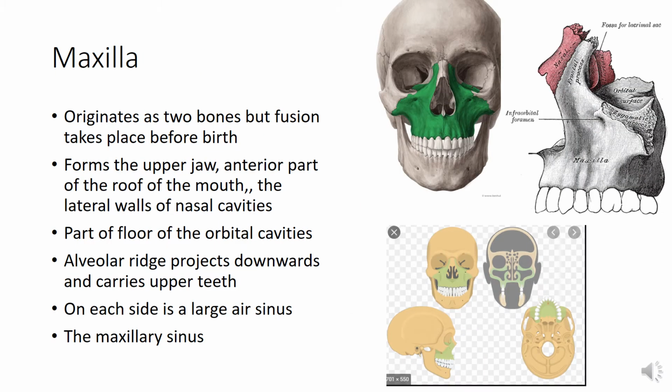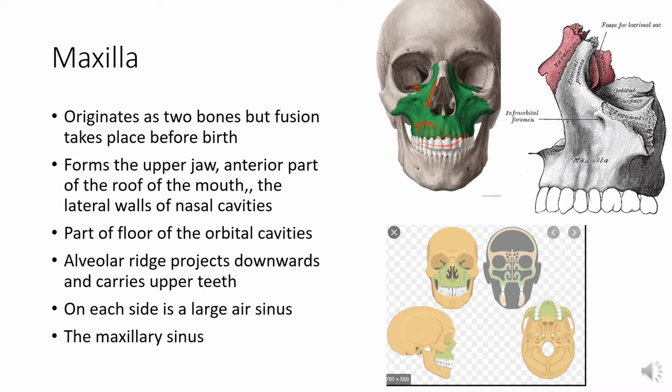The maxilla or the upper jaw bone, it originates as two bones, but fusion takes place before birth. Now the maxilla forms the upper jaw, the anterior part of the roof of the mouth, the lateral wall of the nasal cavity. Here you can see upper part of the roof of the mouth, the lateral wall of the nasal cavity, and the part of the floor of the orbital cavity. So it is also forming the part of the floor of orbital cavity, and the alveolar ridge or the process projects downwards and carries the upper teeth. So these are the alveolar ridges or processes which have got the upper teeth.